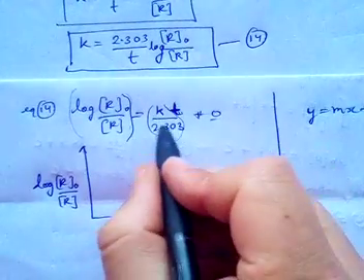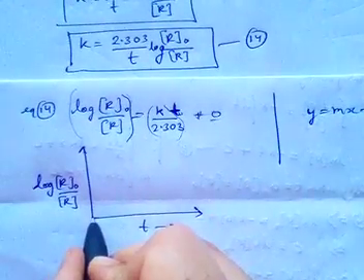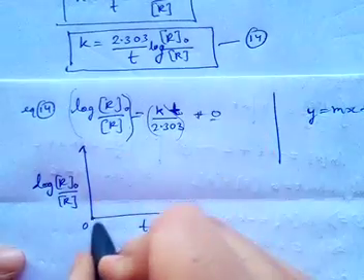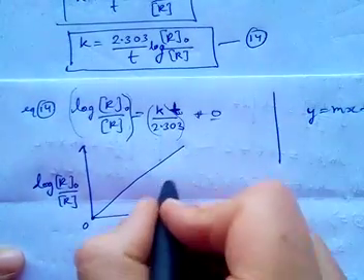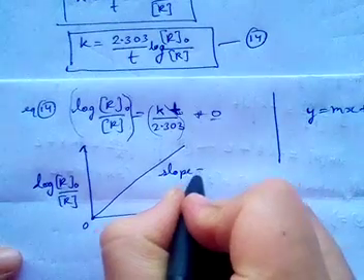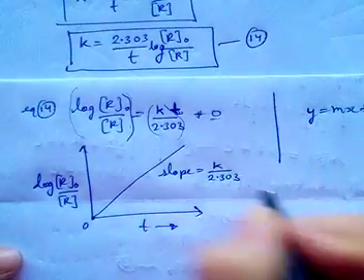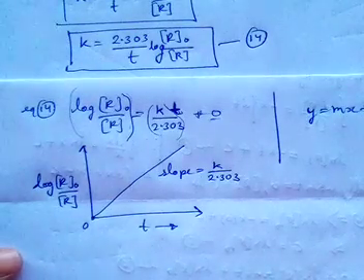So what is the intercept? The intercept is 0, and it's a positive slope, right? So it goes like this. What is the slope now? The value of the slope is k divided by 2.303. So this is the slope.